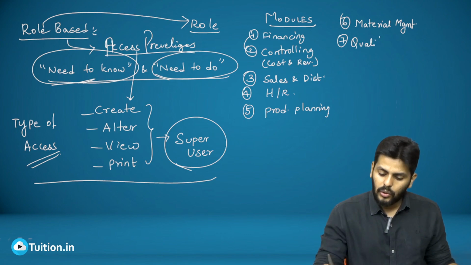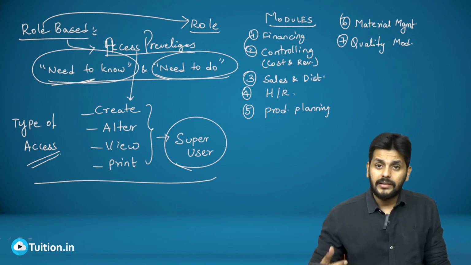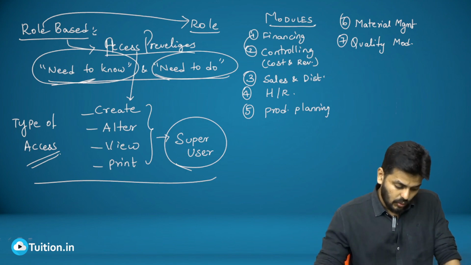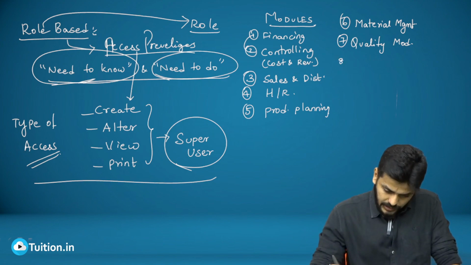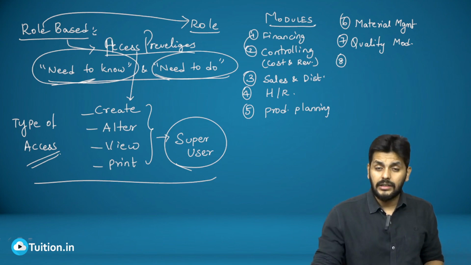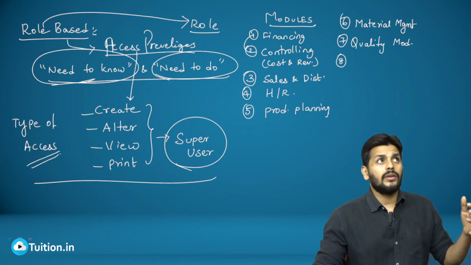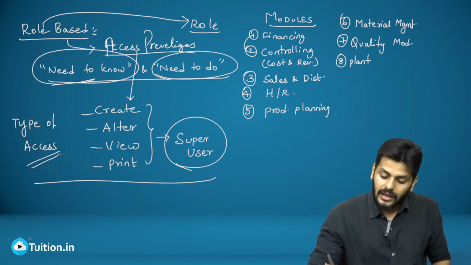Then the quality control module, or simply the quality module. That is just to do the quality check and see for all the raw material that comes in and the finished goods that go out. Then there are a huge number of assets in a factory, right? Which asset was serviced when, which asset is located where. This is all taken care of by a module called the plant maintenance module.